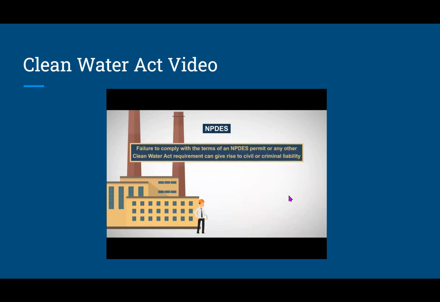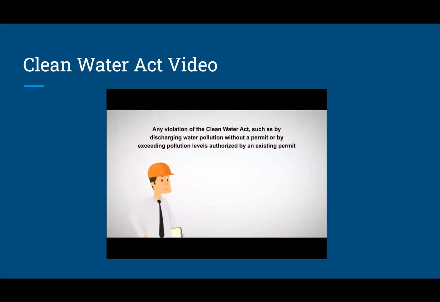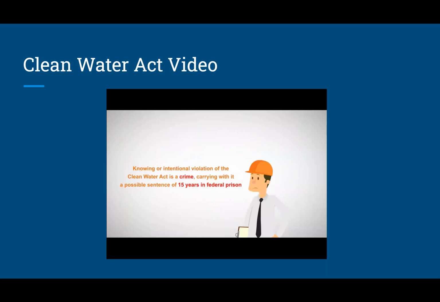Failure to comply with the terms of an NPDES permit or any other Clean Water Act requirement can give rise to civil or criminal liability. Any violation of the Clean Water Act, such as by discharging water pollution without a permit or by exceeding pollution levels authorized by an existing permit, gives rise to a potential penalty of up to $32,500 per violation per day. Knowing or intentional violation of the Clean Water Act is a crime, carrying with it a possible sentence of 15 years in federal prison.